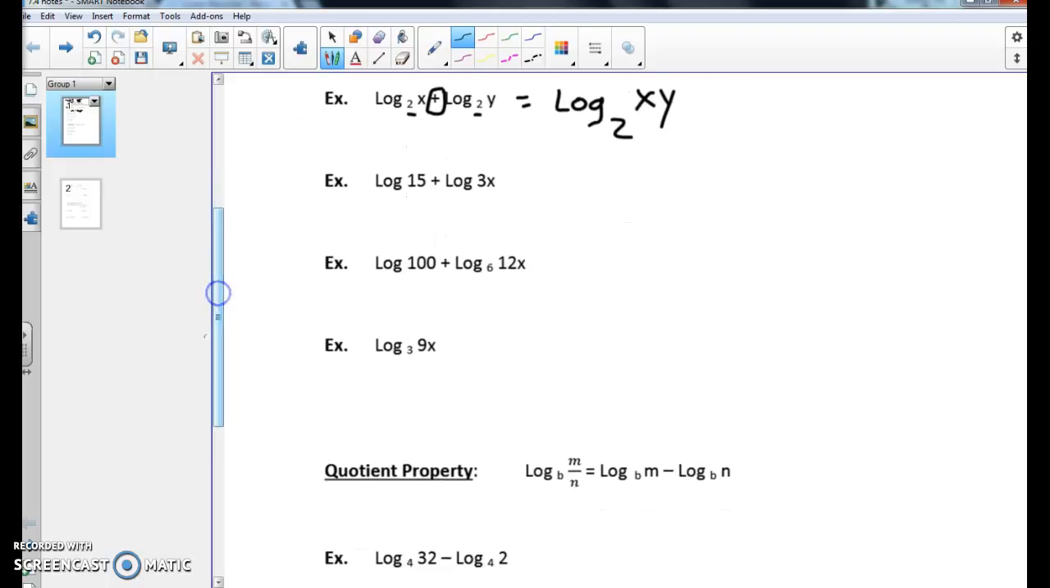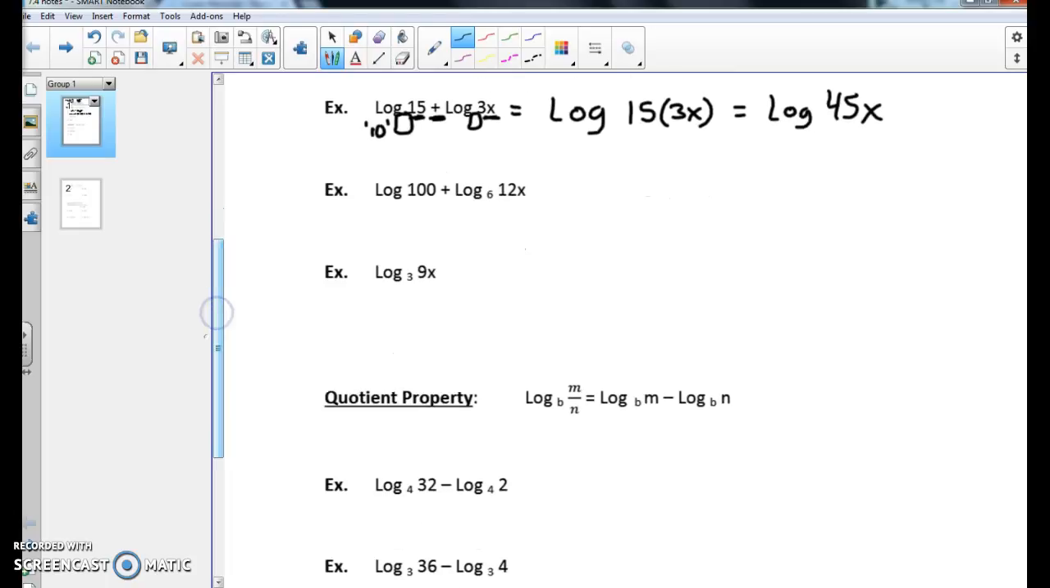The next one, pretty similar. The base here this time is 10. Remember, when there is no number down here, we assume it to be base 10. Jot that down. So let's go ahead and combine this into one log of base 10. And since we have addition here, that means we're going to combine the 15 and the 3x by multiplication. So it's log of 15 times 3x. And that will actually simplify a little bit further to log 45x. Okay.